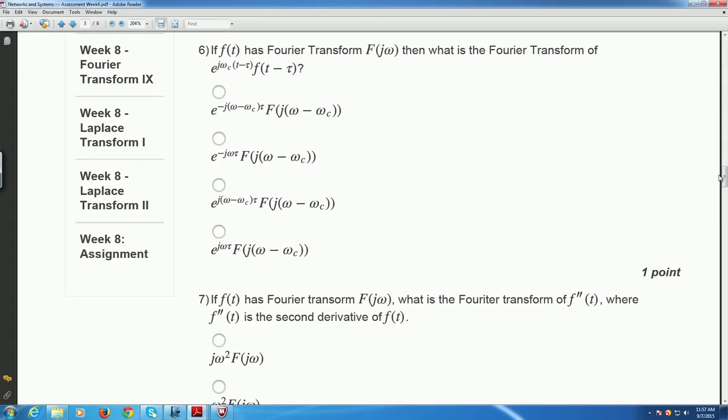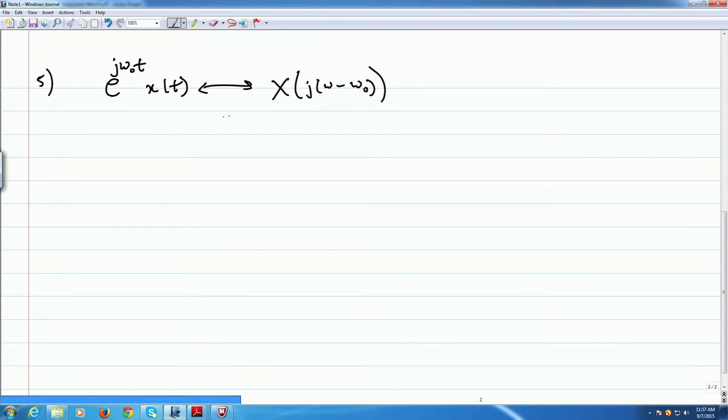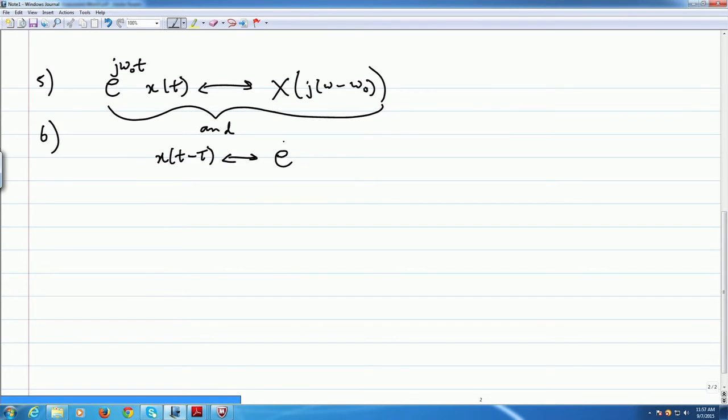So, here is another one. f of t has Fourier transform f of j omega. What is the Fourier transform of e power j omega c t, instead of just asking e power j omega c t times f of t, you have done t minus tau. So, now you have to combine two different properties. You use this property for the sixth question, and the time shift property, x of t minus tau goes to e power minus j omega tau times x of j omega. So, you combine these two properties, you will get the answer for the sixth question.